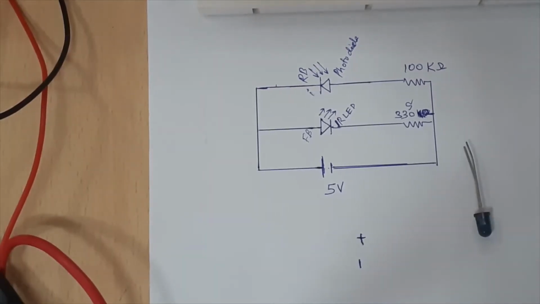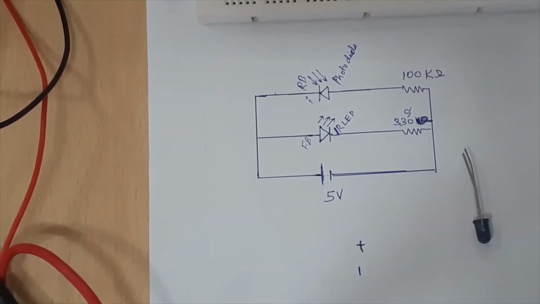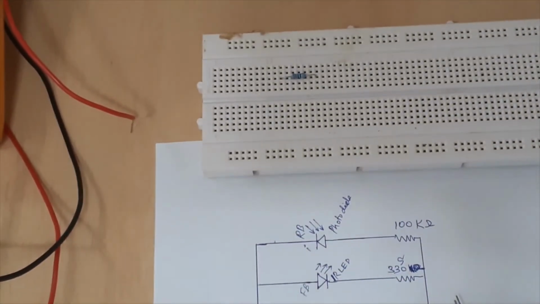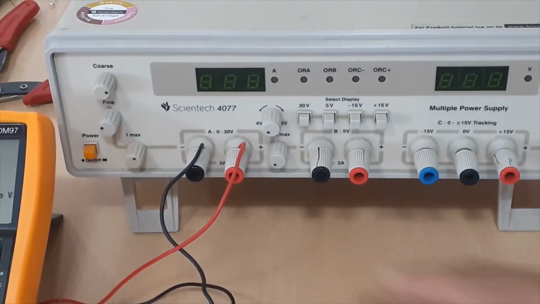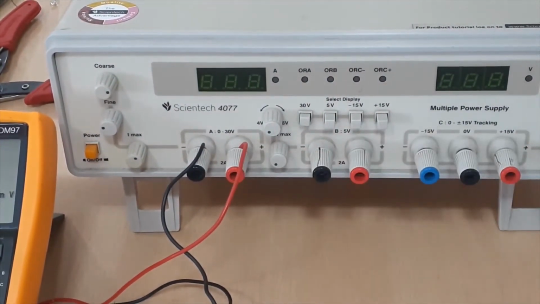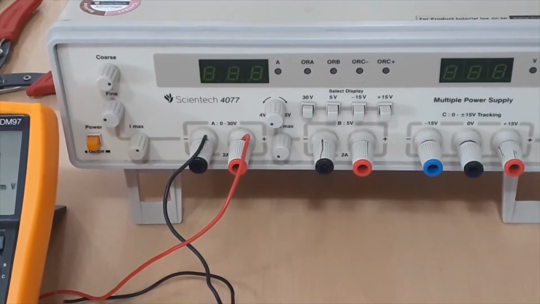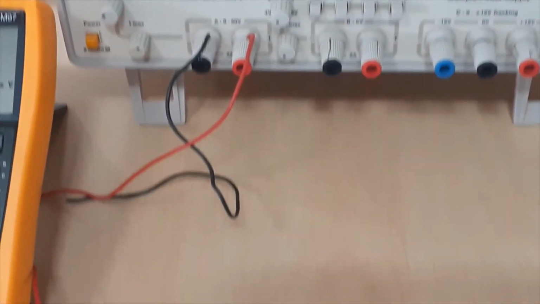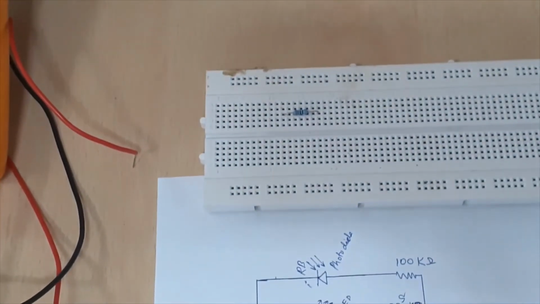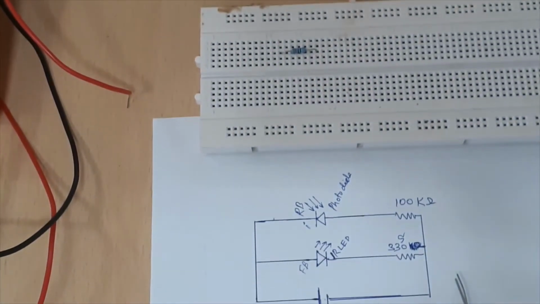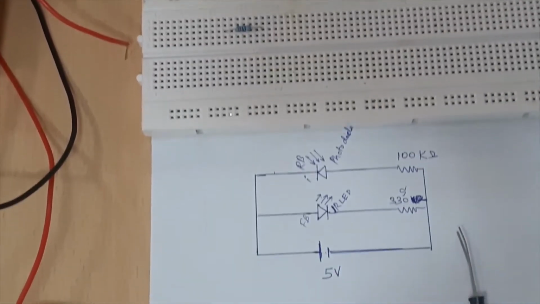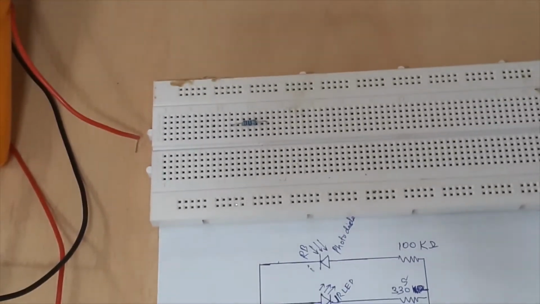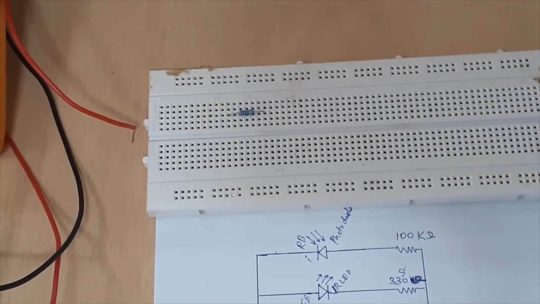So let us start making the circuit. We have taken a breadboard, and then we have a power supply as usual, the same multi-channel power supply we have used, and here we will use only one channel, the other channel is free. So this single channel power supply will be utilized here. Now we'll try to create the circuit. We have already inserted a resistance of 100 kilo ohm, and let us see the other part of the circuit.